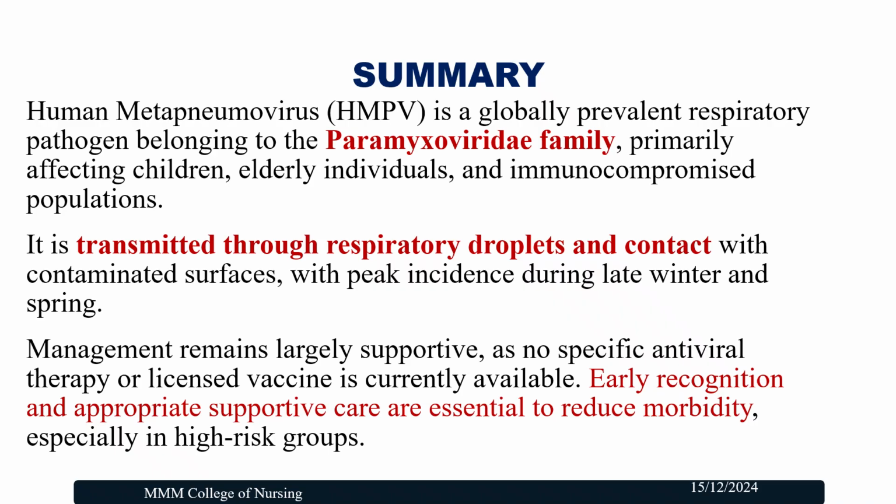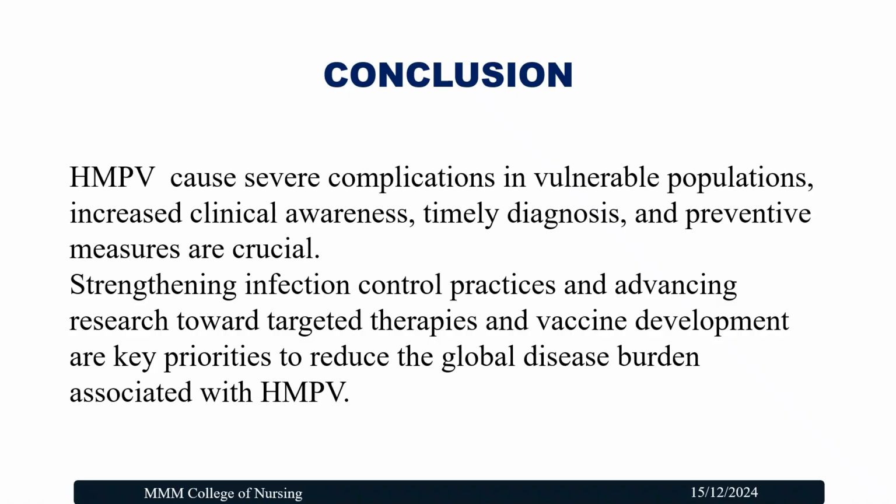Let's summarize this session. Human metapneumovirus is a globally prevalent respiratory pathogen belonging to the Paramyxoviridae family, primarily affecting children, elderly individuals, and immunocompromised populations. It is transmitted through respiratory droplets and contact with contaminated surfaces, with peak incidence during late winter and spring. Management remains largely supportive as no specific antiviral therapy or licensed vaccine is currently available. Early recognition and appropriate supportive care are essential to reduce morbidity, especially in high-risk groups.